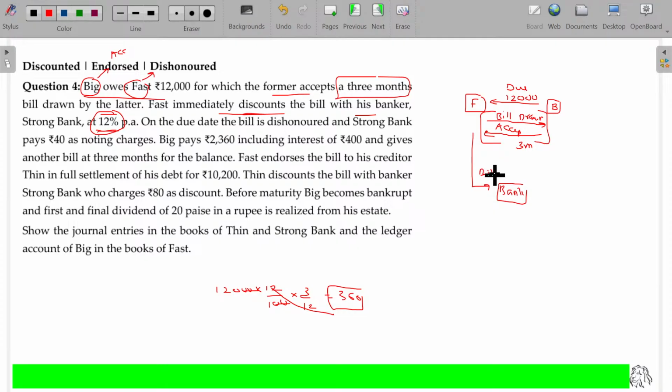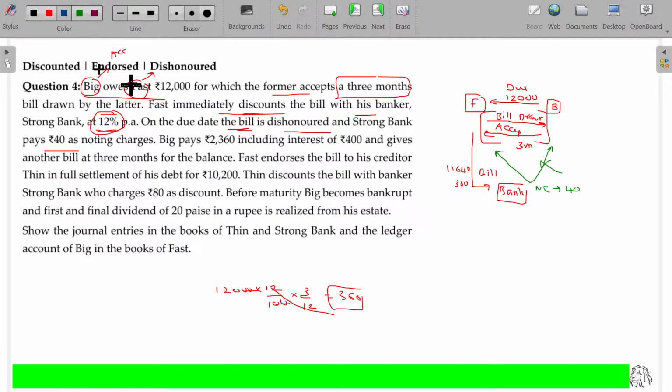So the bill is given to the banker. Collection is made of 11,640 after a discount of 360. On the due date, the bill is dishonored and Strong Bank pays 40 as noting charges. On the due date, the bank approaches B and he failed to pay. Immediately, the banker comes to Fast, by the time the banker made a payment for noting charges, value being 40.